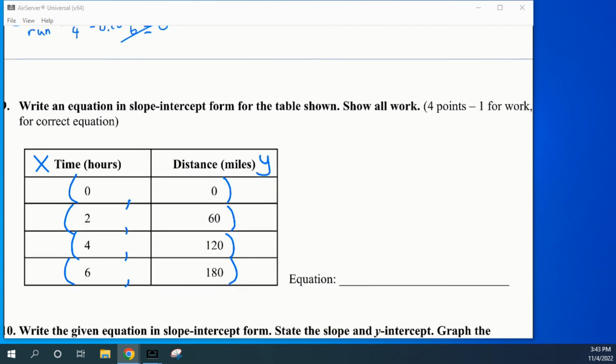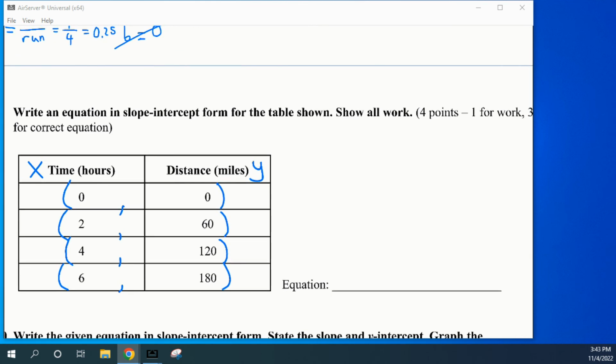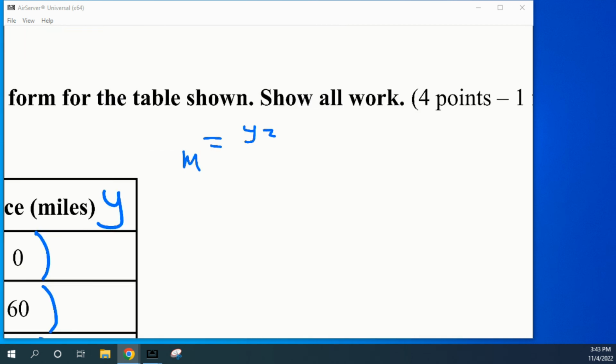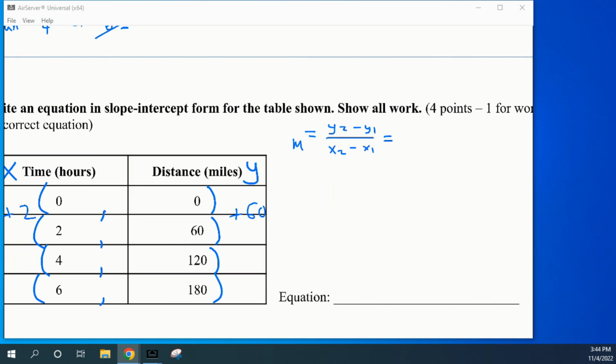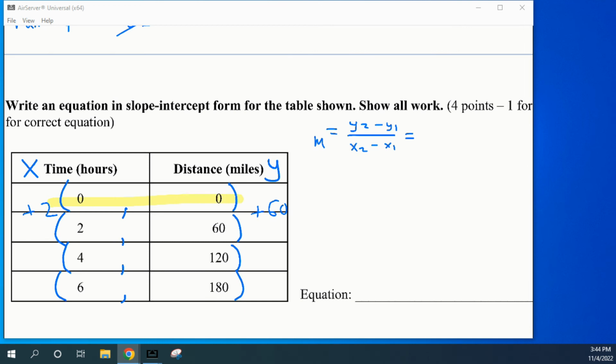But we need to find the slope, which we will have to use y sub 2 minus y sub 1 over x sub 2 minus x sub 1. Or you could understand that these are going up by 60. These are going up by 2, and 60 divided by 2 is 30. But I'm going to solve it the long way. I'll use that one. That's pretty easy. Pretty easy numbers.